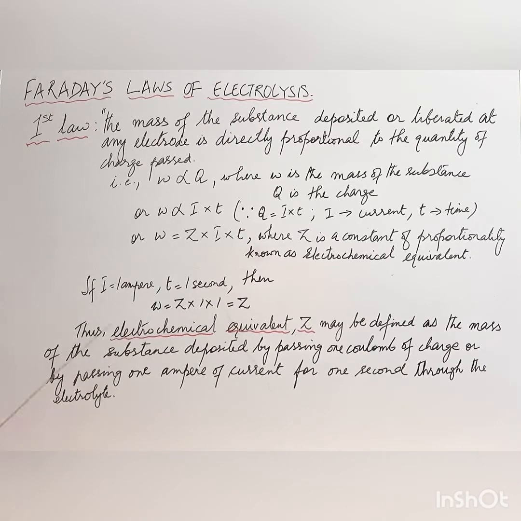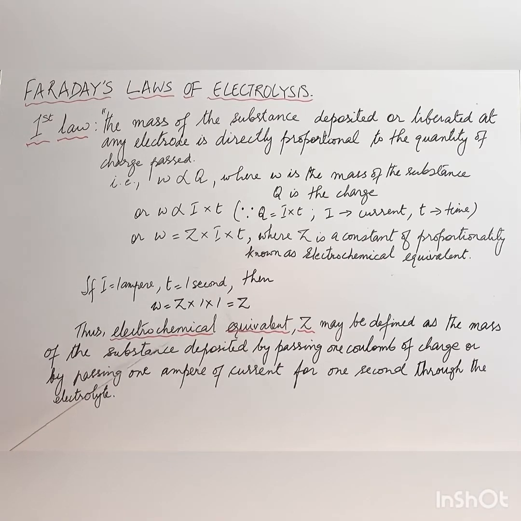Whenever we have a sign of proportionality, we always try to replace it with a constant. So here the constant we are choosing for this particular equation is the letter Z, which is known as the electrochemical equivalent. So next step, what do we have to do? We always have to try and define what this constant means. So if we take the unit values of time and current, so if I is equal to 1 ampere, T is equal to 1 second, then the mass of the substance deposited is directly equal to the electrochemical equivalent.